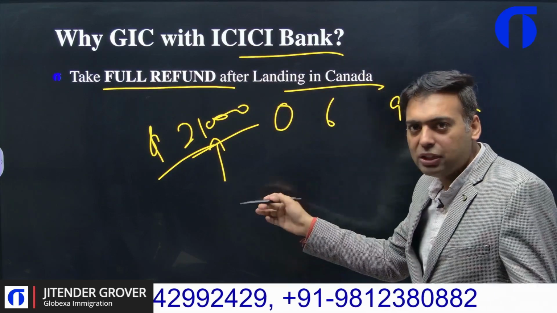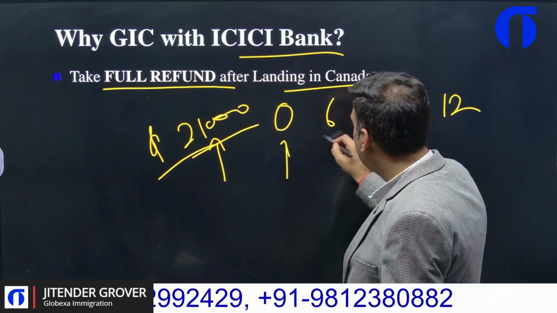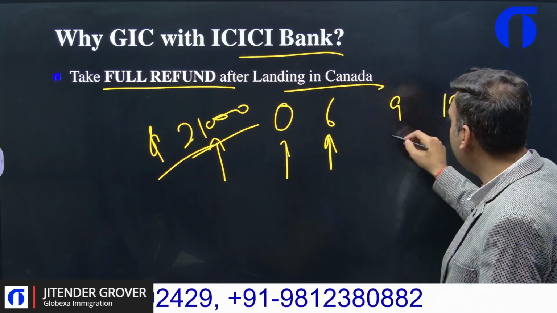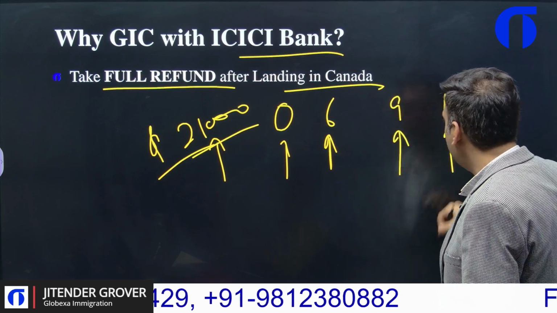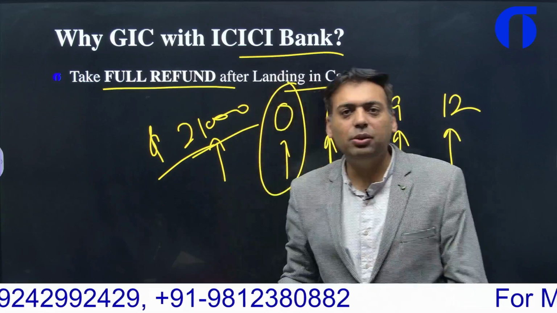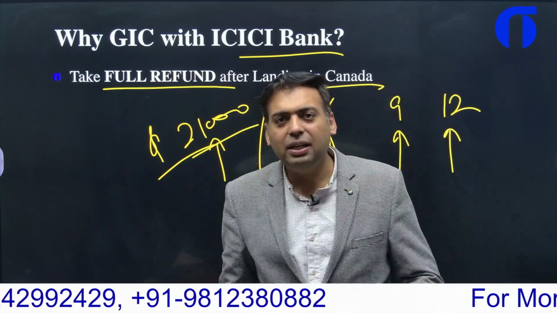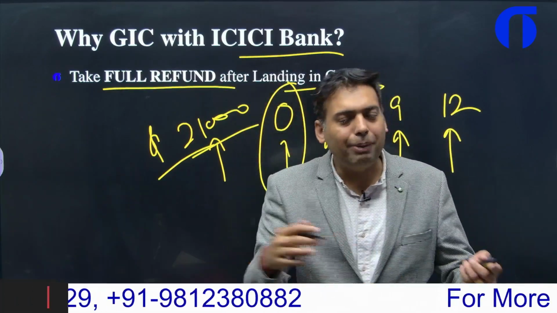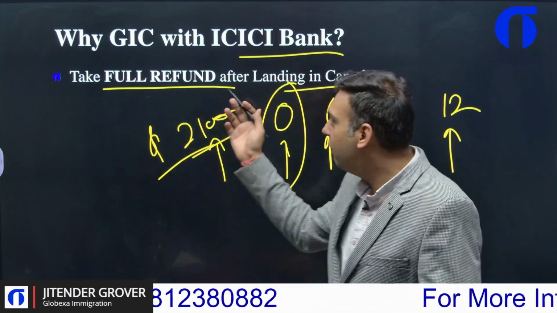In 0 months, as soon as you land, you get the entire money back. Then within 6 months, you can get the entire money back. Within 9 months, within 12 months, you can get it back. So you can take this option. You can take the entire money with you. You can pay the second year fee with that and you can send it back. You can buy the car, whatever you want to do, you can do it with GIC.